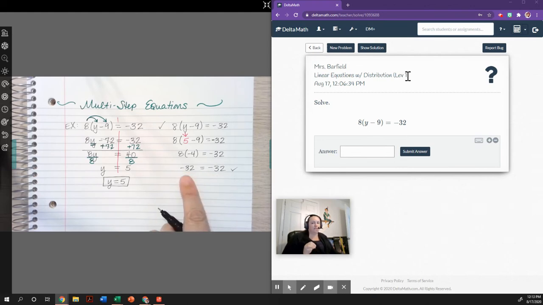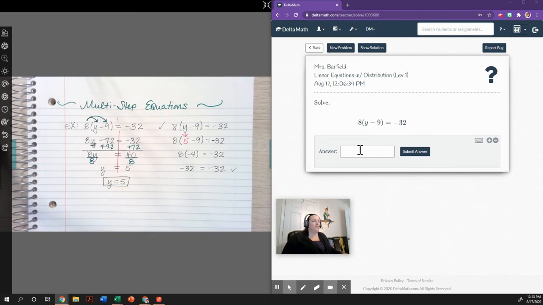Okay, if you've gotten a false statement, that would have indicated something went wrong. Say you got negative 30 on this side equals negative 32, that means your y equals 5 wasn't correct. Now honestly, you could have made a mistake here, so you may need to check your work here. And if you're absolutely positive you did not mess this up, you might need to go back and look at your answer that you got here.